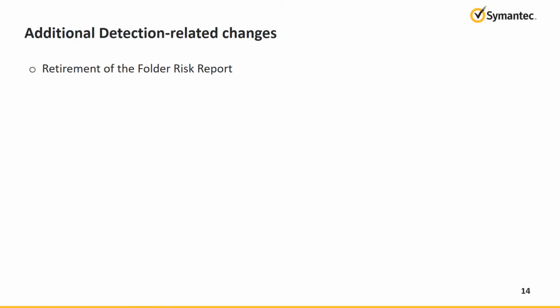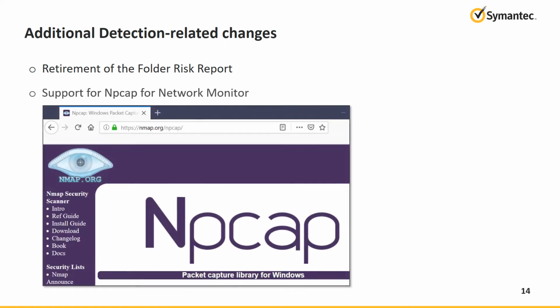In addition to the new detection features just discussed, there are some other detection-related changes in DLP 15.7 we should mention. First, Symantec DLP's Folder Risk Report, which displays file share folders ranked by prioritized risk, will no longer work when Adobe Flash reaches end of life on December 31st, 2020. Next, NPCAP is now supported as an alternative to WinPCAP for Network Monitor. You can use either WinPCAP or NPCAP for Network Monitor in Symantec DLP 15.7.